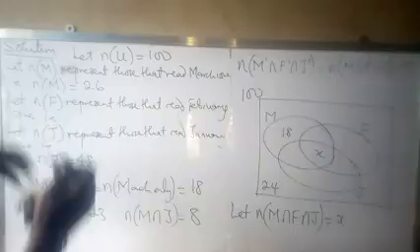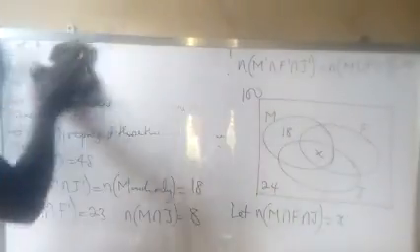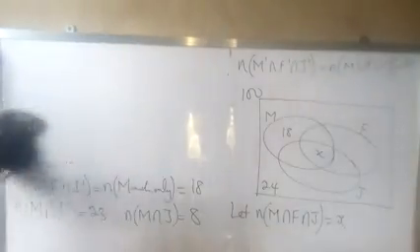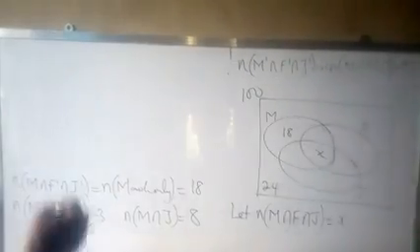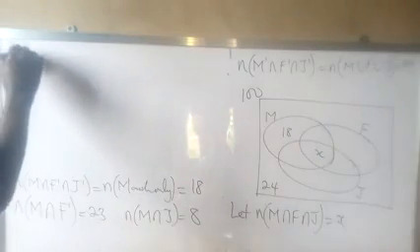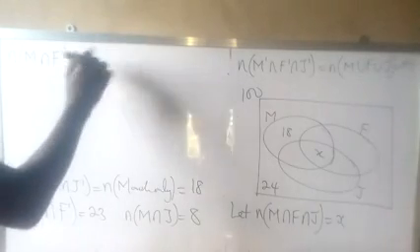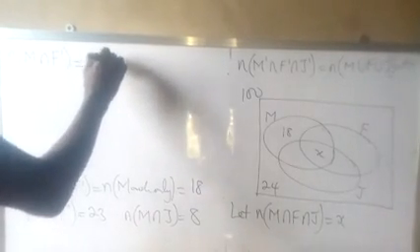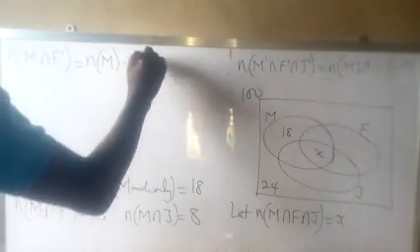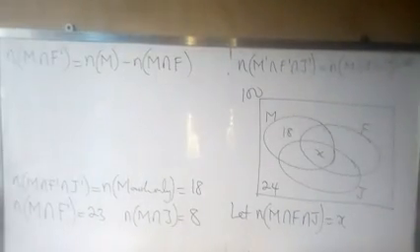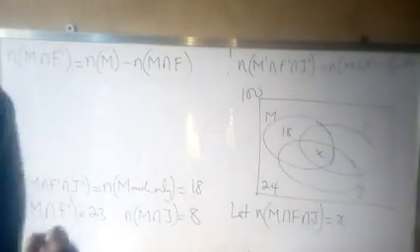Let's start from there: March but not February. Let's look at how that can be integrated into this solution. March but not February will be the number of March minus the number of March intersection February. That's it, March but not February. Okay, now March and February.